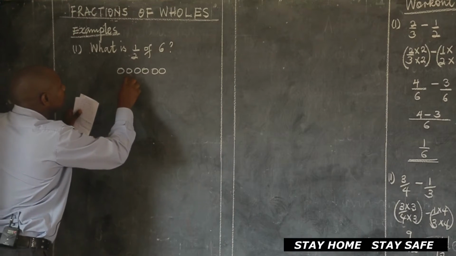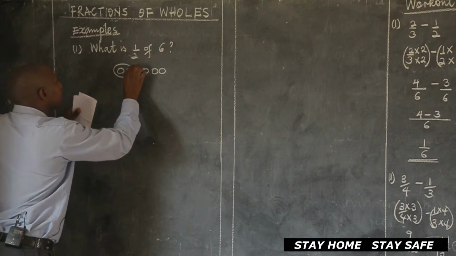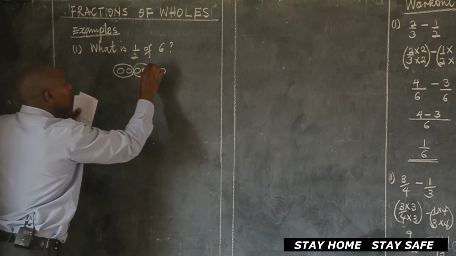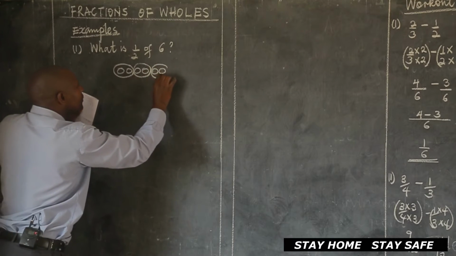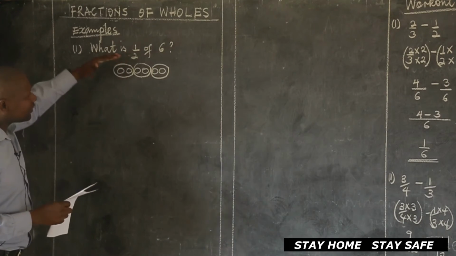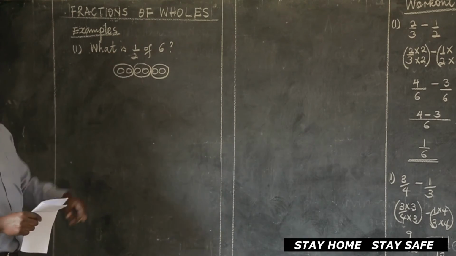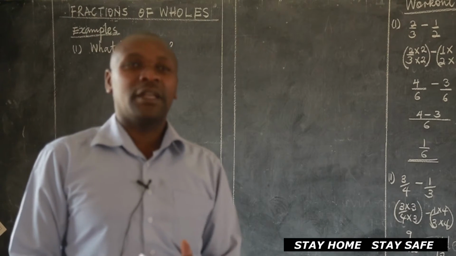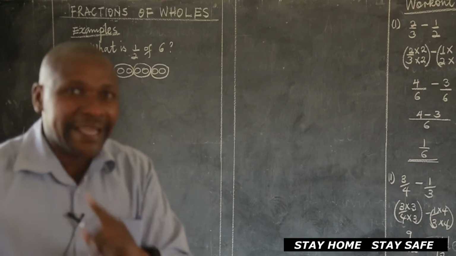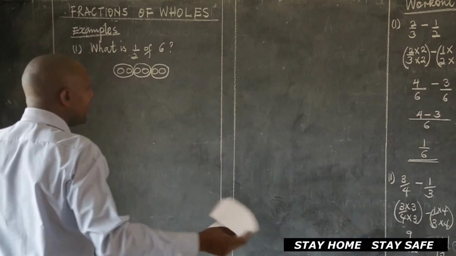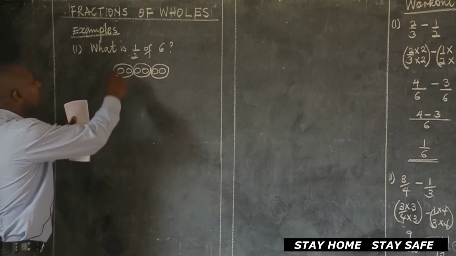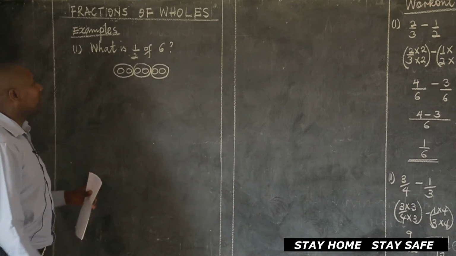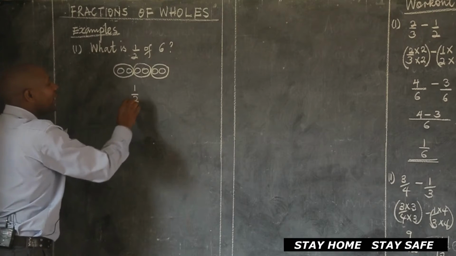You count 1, 2. That is a group. 1, 2, that is another group. 1, 2, that is another group. The question is asking, how many groups of twos do we get in 6? That is the simple meaning of this question. How many groups of twos do we get in 6 wholes? Everybody can count how many groups. Let's count: 1, 2, 3. Those are 3 groups.